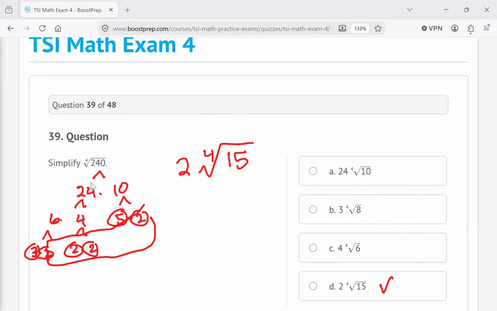Okay, so recap, I did the prime factorization. So I go to my prime numbers, and circle groups of four. So I see a repeat of 2, four times. So those 2s just become 2 outside the root. And then inside is your leftover prime numbers. So my leftover prime numbers are 5 and 3, which is 15.